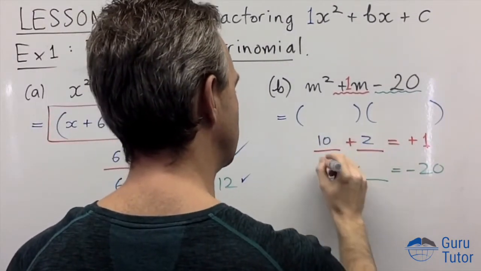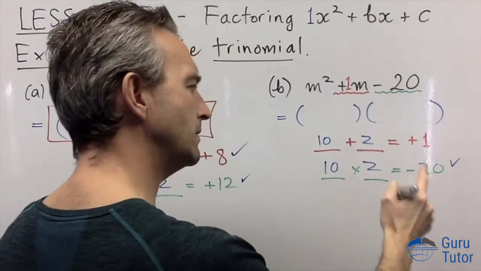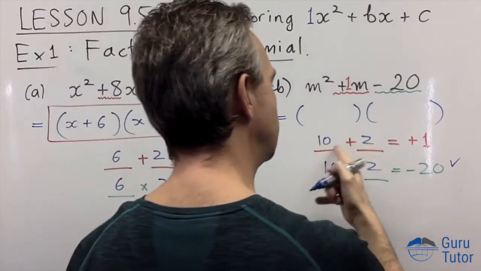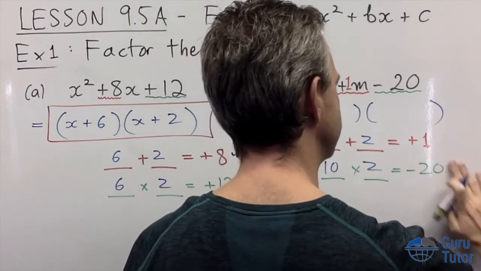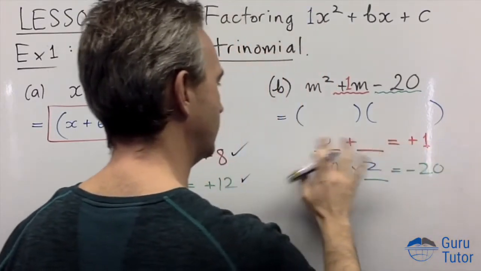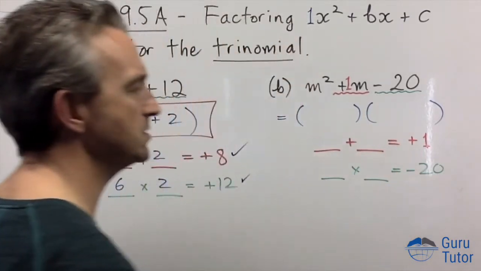10 and 2. 10 times 2 is 20. Yes. 10 plus 2 is 12. No, that doesn't work. Let's try something else. So two numbers that multiply to give 20.